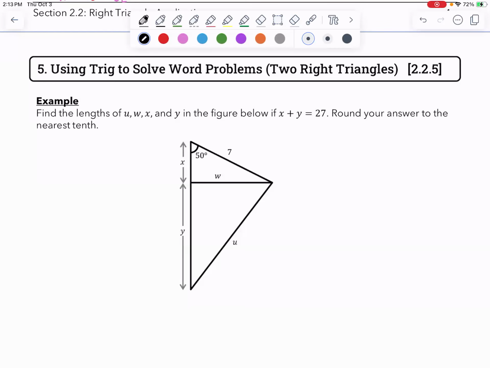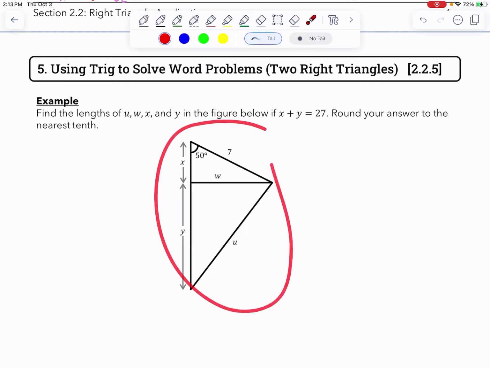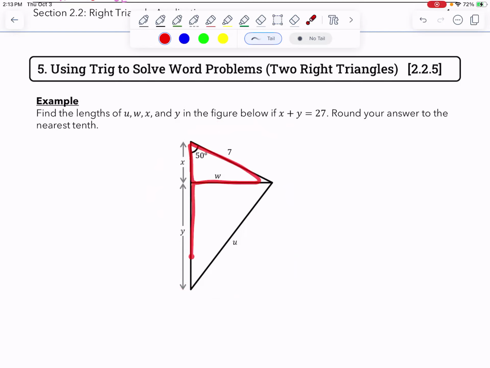Using trig to solve word problems with two right triangles. All right, so this first one really isn't like a word problem, it's a diagram problem, but close enough. Here we've been given a diagram that really has three triangles. It has one here, and one big one out here. And we have four different side lengths we're trying to find in it. We've been told that x plus y is 27 and to round our answer to the nearest 10.